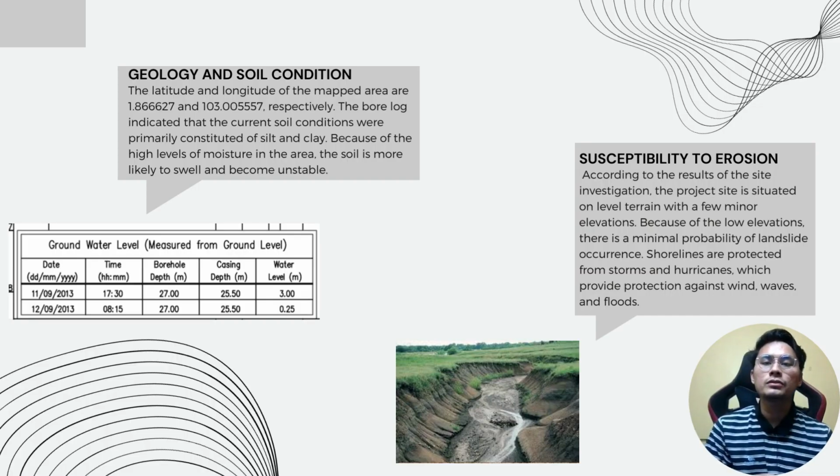Now we move on to geology and soil condition. The latitude and longitude of the map are around 1.86 and 103.00 respectively. The bore log indicated that the current soil conditions were primarily constituted of silt and clay. Because of the high level of moisture in the area, the soil is more likely to swell and become unstable. Here is the table for the condition of the proposed site.